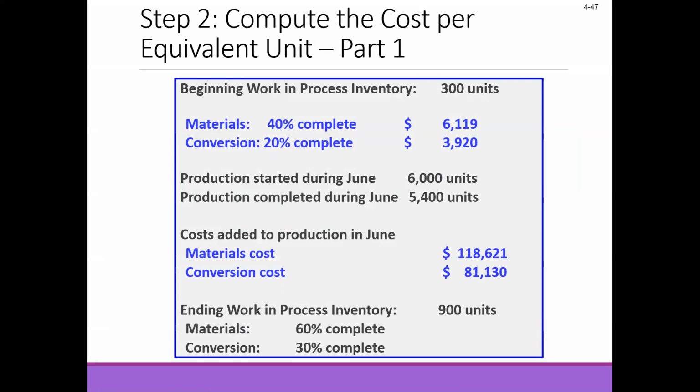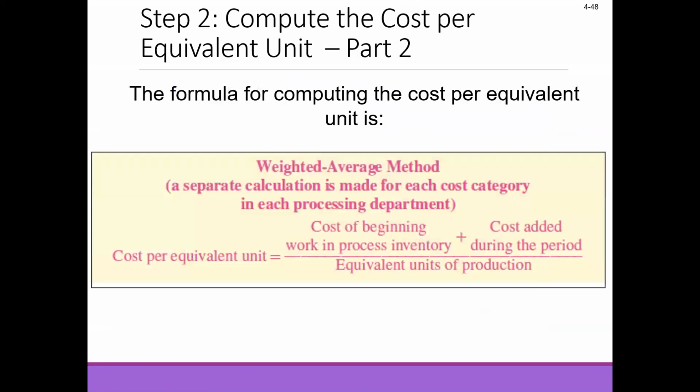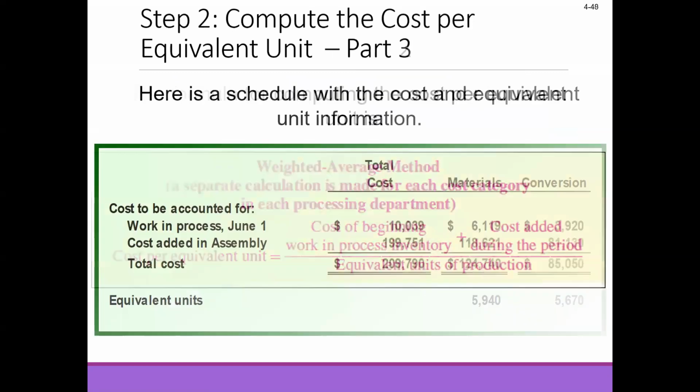Okay. We're going to figure out the costing. You see, we started with 300. We started 6,000. We transferred out 5,400, which gives us 900 units left. The formula for computing the cost per equivalent unit is taking the cost of beginning work in process inventory plus our costs added during the period, dividing that by our equivalent units of production.